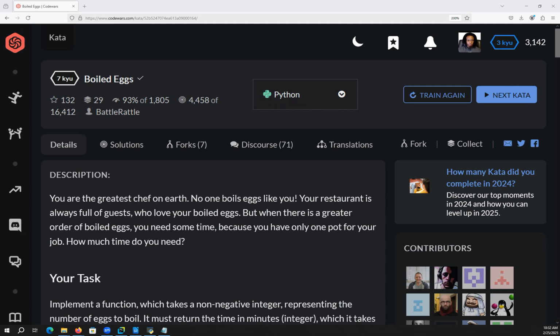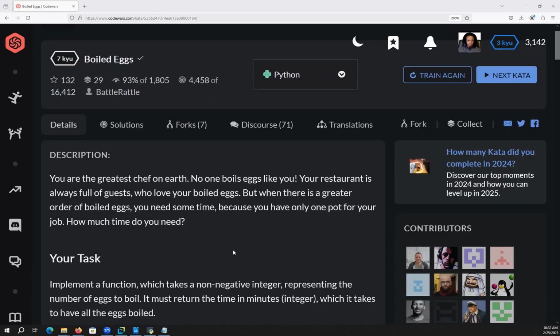Description-wise, you are the greatest chef on earth. Nobody boils eggs like you. Your restaurant is always full of guests who love your boiled eggs. A little leap in reality. But when there is a greater order of boiled eggs, you need some time because you only have one pot for your job. How much time do you need?